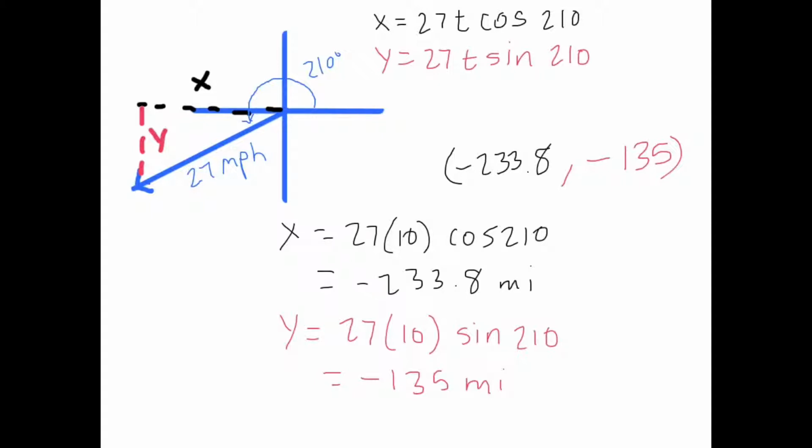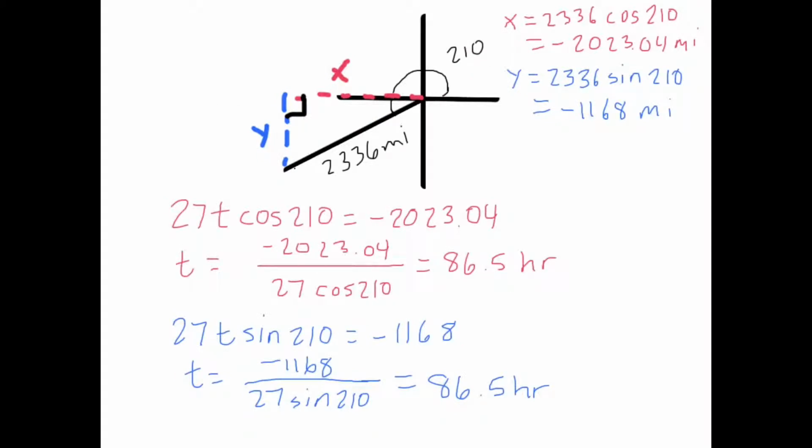Now let's explore one more thing. In the interest of time, I've already written it out, but I'll use my highlighter to highlight a couple things. Let's say we want to find how long it takes to get to Hawaii based on this given velocity, 27 miles per hour in a 210-degree angle. Well, our x distance is negative 2,023.04 miles. Our y distance is negative 1,168 miles.